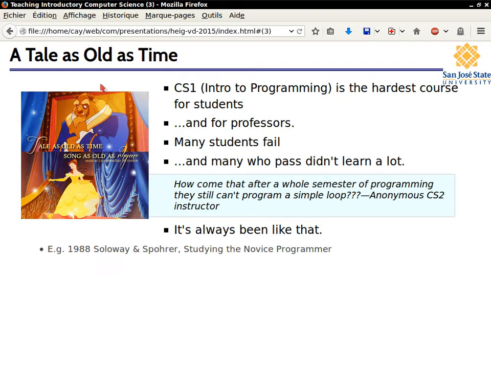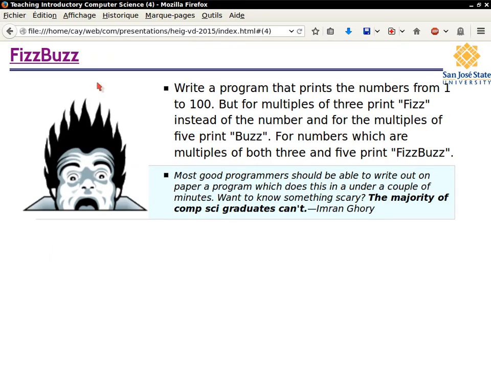And in fact, it's not just academic researchers and CS2 professors who complain about it. It is hiring managers. This is a famous story that you may have seen on a blog by Jeff Atwood. Jeff Atwood has this blog called Coding Horror.